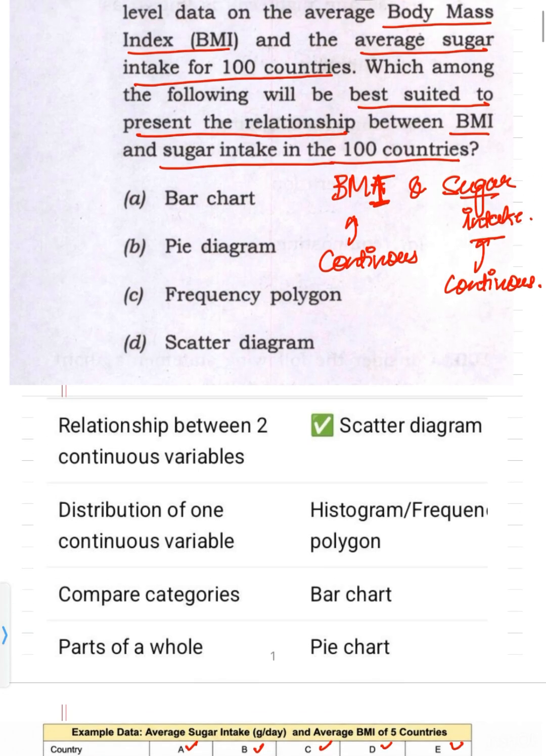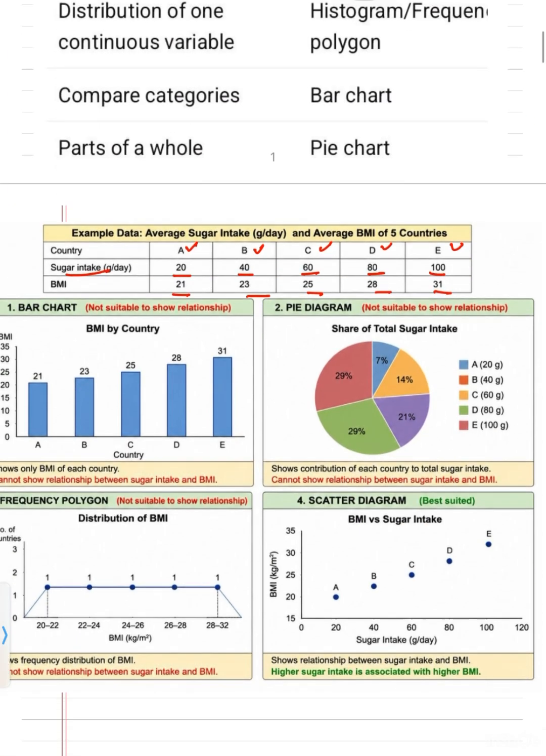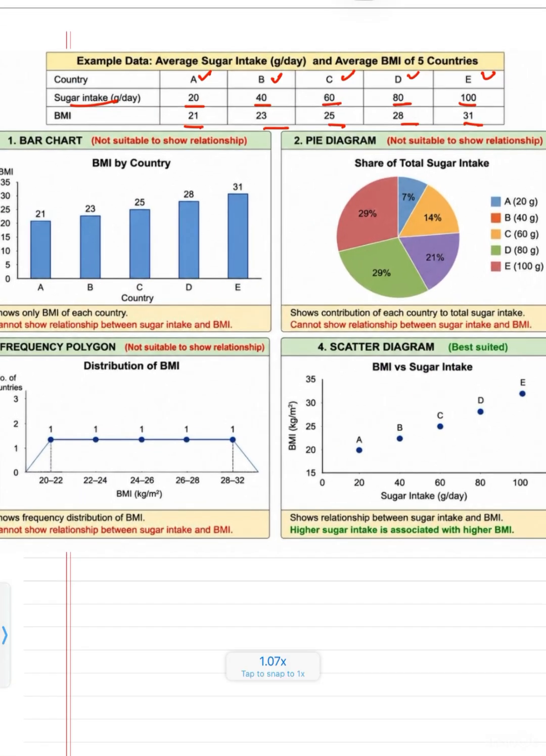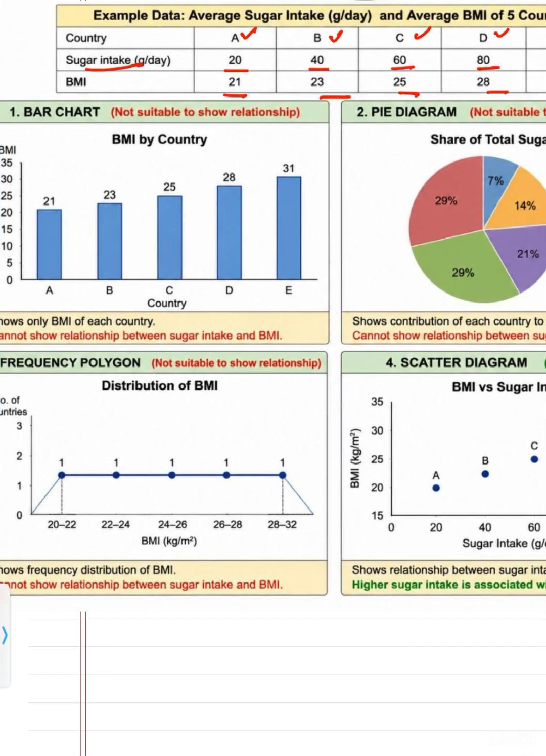So first is the bar chart. They are asking, can you draw the bar chart? If we try to make the bar chart, on the x-axis we take countries A, B, C, D, E, and on the y-axis we take the BMI, and we can plot for country A 21, B 23, 25, 28, 31. Now we do not have anything to plot for the sugar intake.